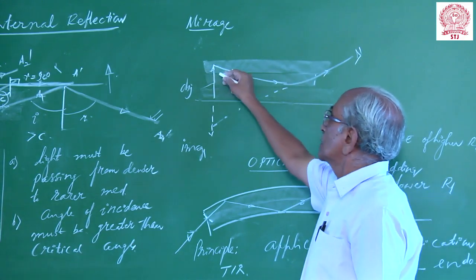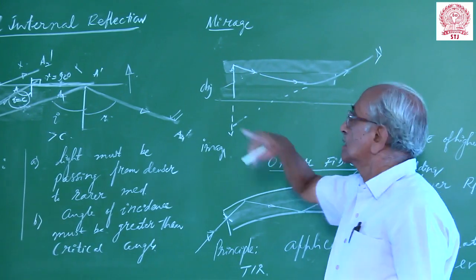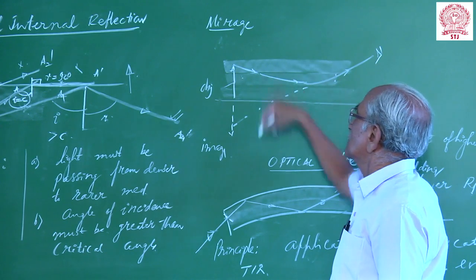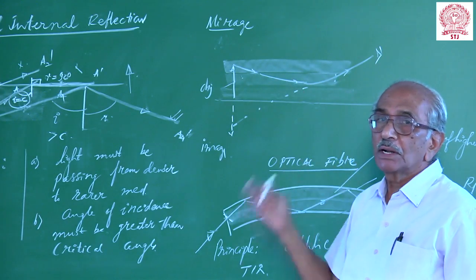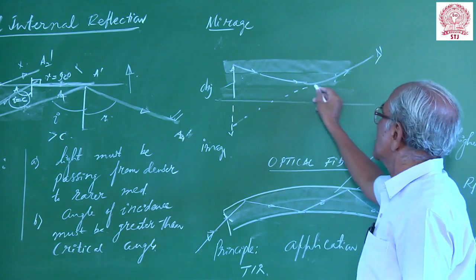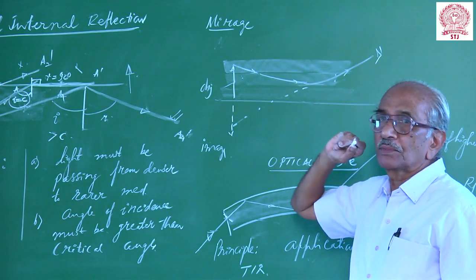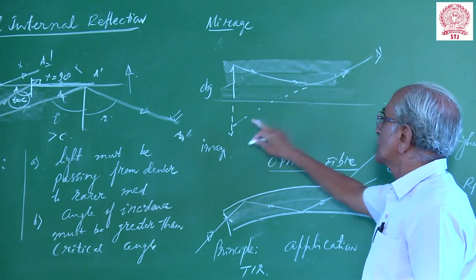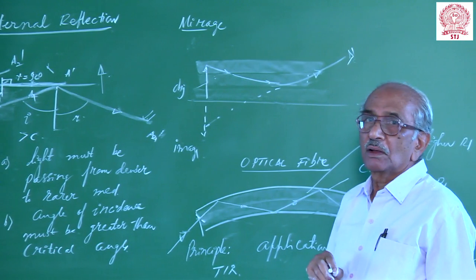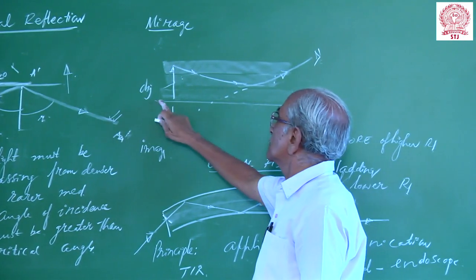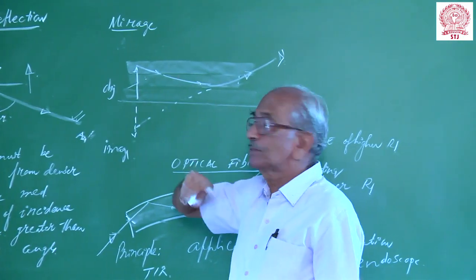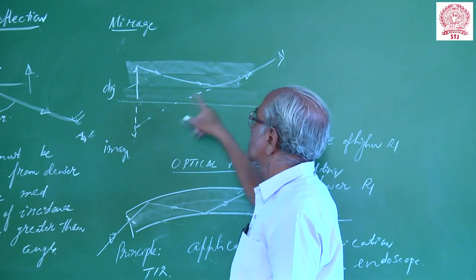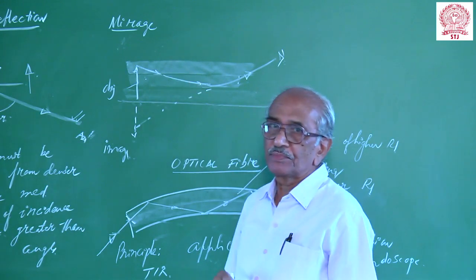Therefore, light coming from a distant object undergoes progressively deviating away from the normal, and at some stage it gets total internal reflection. So that the reflected ray for an observer appears to come from here. Now that produces an illusion as if there is water here, so that an image is formed. Now this type of phenomenon is called mirage.